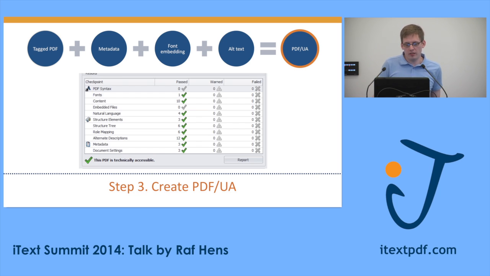If we run this resulting file through the PAC tool, the PDF accessibility checker by XY Media, it passes all the checks, but of course it says at the bottom this PDF is technically accessible, because obviously not all accessibility requirements can be checked automatically.